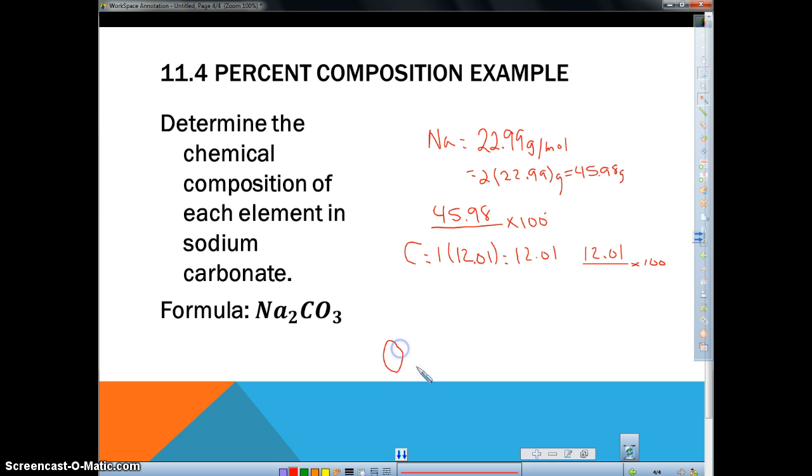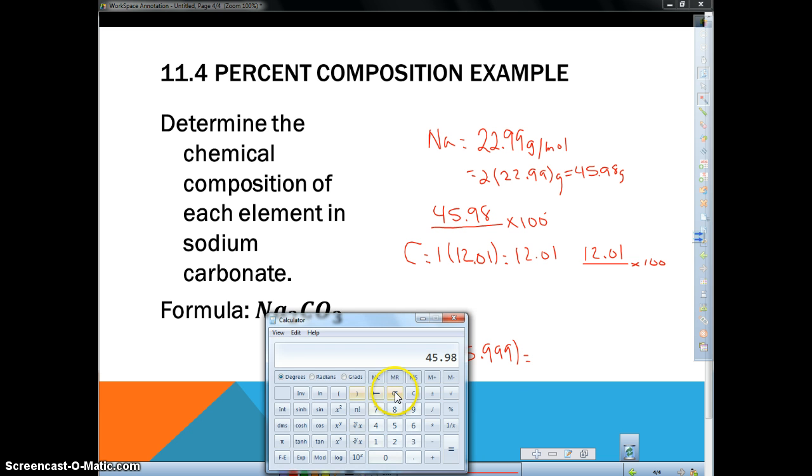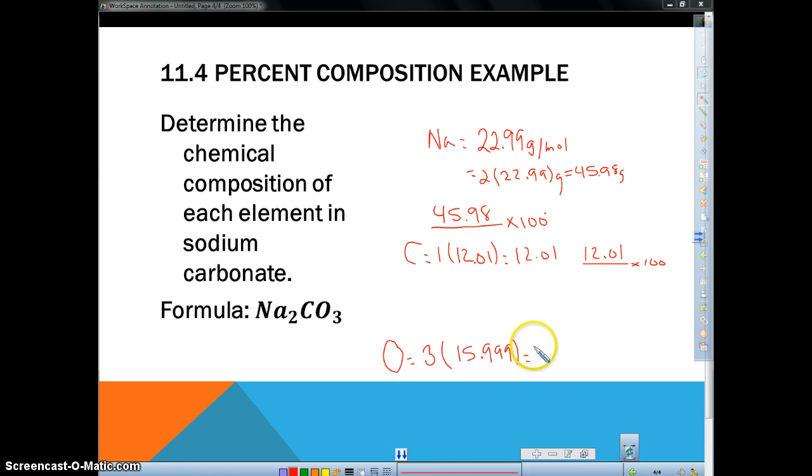Let's take a look at oxygen. There are 3 oxygens represented. Each oxygen weighs 15.999. When I go to my calculator and take 15.999 times 3, I get 47.997. To do the percent composition, I have to divide by the molar mass. So let's take a look at what the molar mass is.